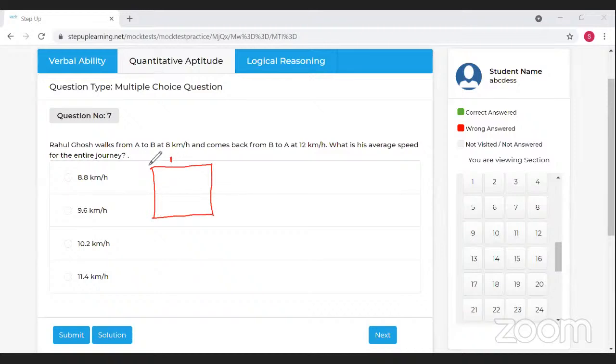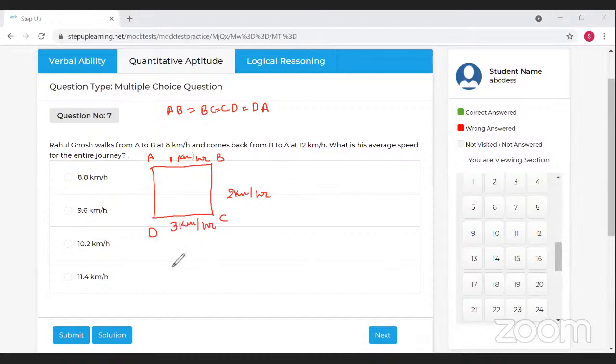So let's say you are going A to B, B to C, C to D. All distances are equal: AB, BC, CD, and DA. You are traveling A to B at the speed of 1 kilometer per hour, B to C at the speed of 2 kilometers per hour, C to D at 3 kilometers per hour.